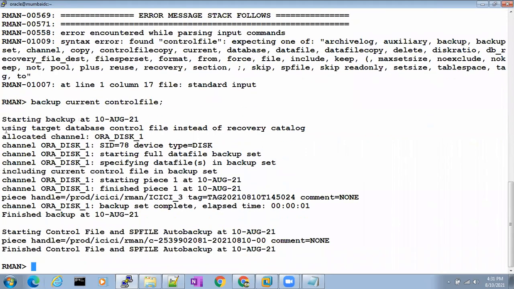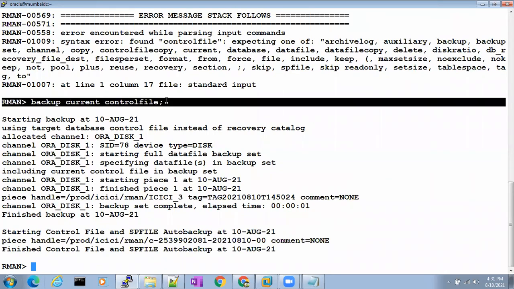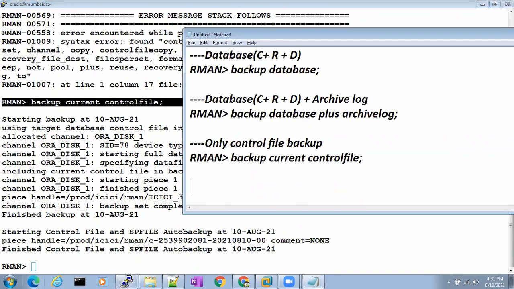Everyone repeat. These are all interview questions. People will ask, did you ever take a control file backup? If you say no, you are gone. Simple. At least at any point of time, we will definitely take a control file backup. The command to take a control file backup is, please repeat, everyone: backup current control file.